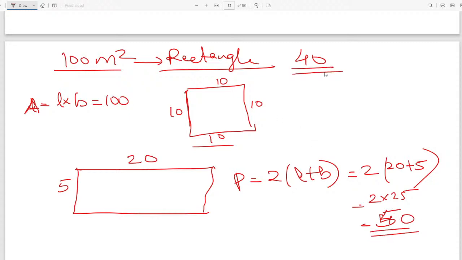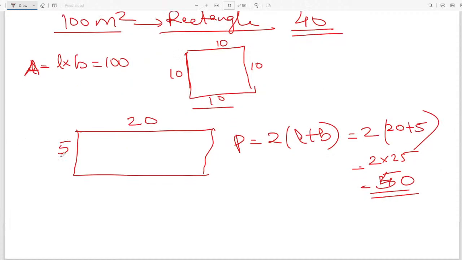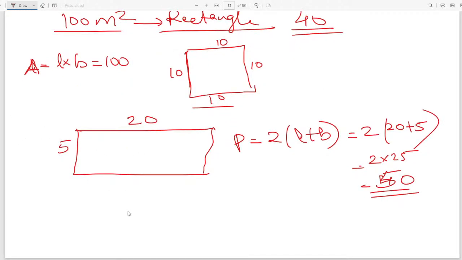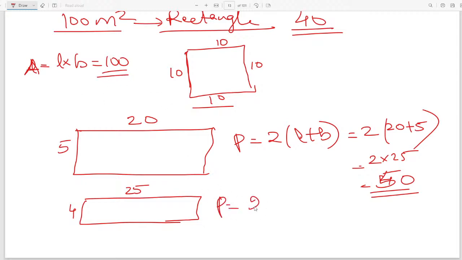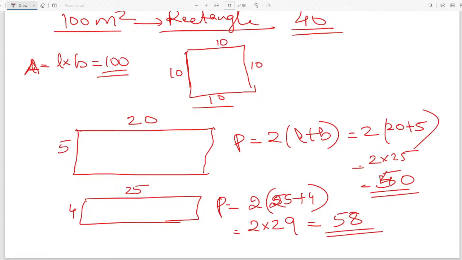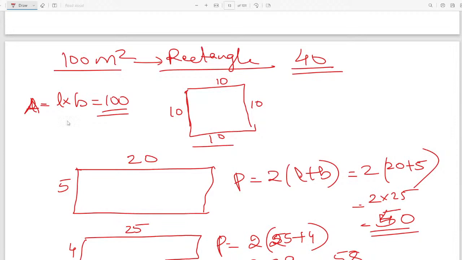I hope this is clear. Or I can take another rectangle. If I take 100 as 4 into 25, this is 25 and this is 4. The area would again be the same, 100 meter square. But here the perimeter would be 2 into 25 plus 4, so 2 into 29. This is 58. See, the least perimeter would come when it is a square.